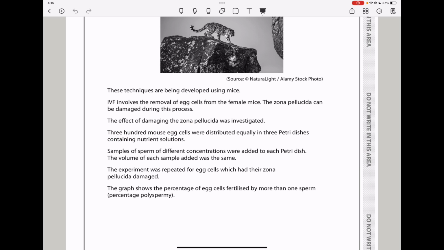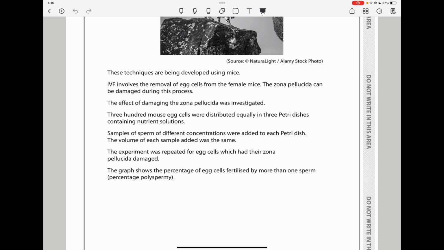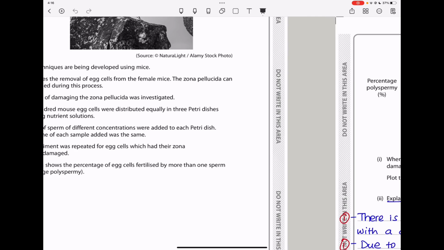300 mouse egg cells were distributed equally in 3 petri dishes containing nutrient solution. Samples of sperm of different concentrations were added to each petri dish. The volume of each sample added was the same. The experiment was repeated for egg cells which had their zona pellucida damaged, and the graph shows the percentage of egg cells fertilized by more than one sperm, which is the percentage of polyspermy.